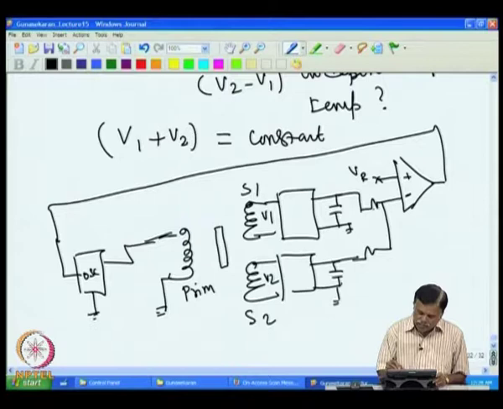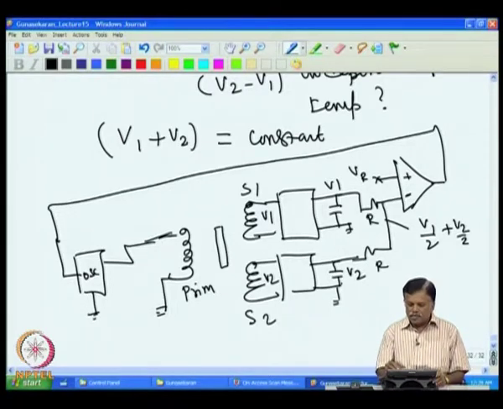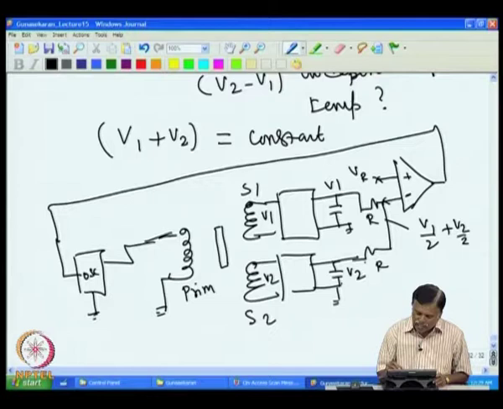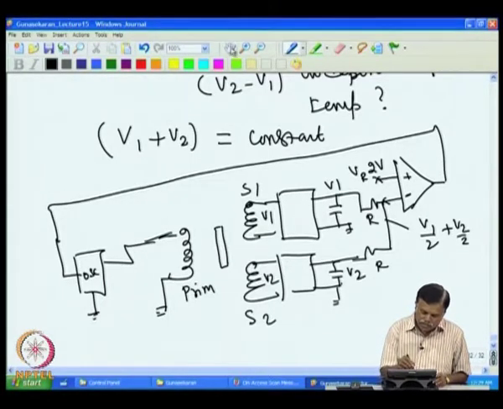So what is done is, here we get V1, here we get V2. So at this point I will get V1 by 2 plus V2 by 2, if I put equal resistances here. That is nothing but the addition of the two voltages. Of course, we are dividing by 2, which does not matter. Now we compare with the fixed voltage. Suppose this is 2 volts. If the amplitude of the oscillation is less, and this is lower than 2, then the output will go high. When the output goes high, it will increase the amplitude of the oscillation here.